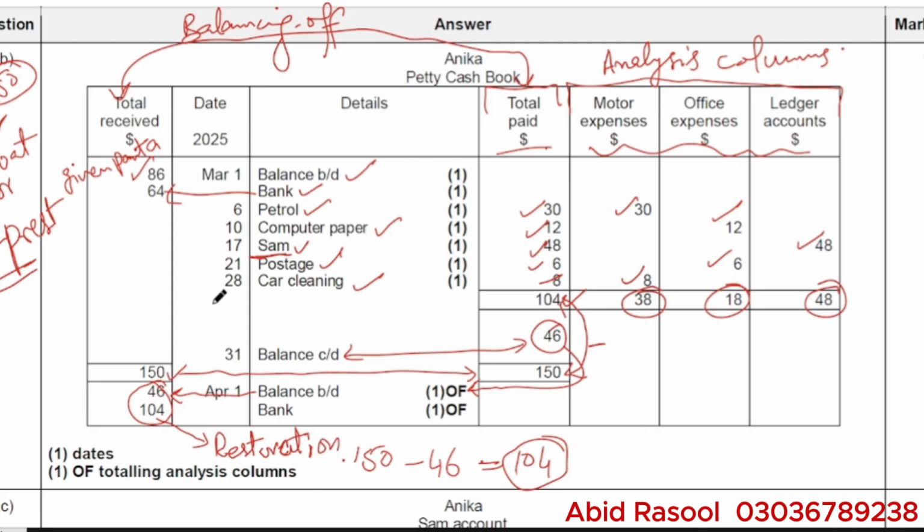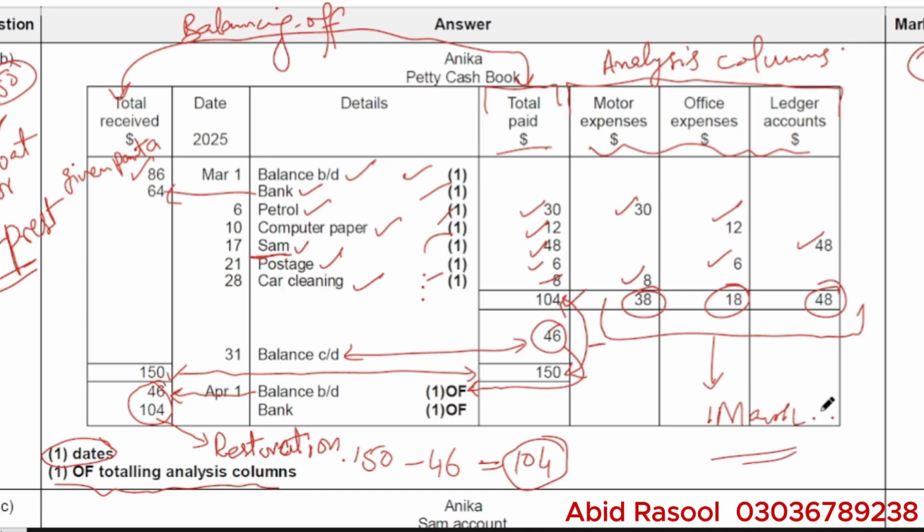Now you can see the division of marks in this 11 marks question. 1 mark for each transaction, then 1 mark for all the correct dates. You can see the dates of these transactions, and 1 mark for totaling the analysis columns. If you total these analysis columns, you will get 1 mark. This is how the marks have been divided between different steps in the petty cash book.